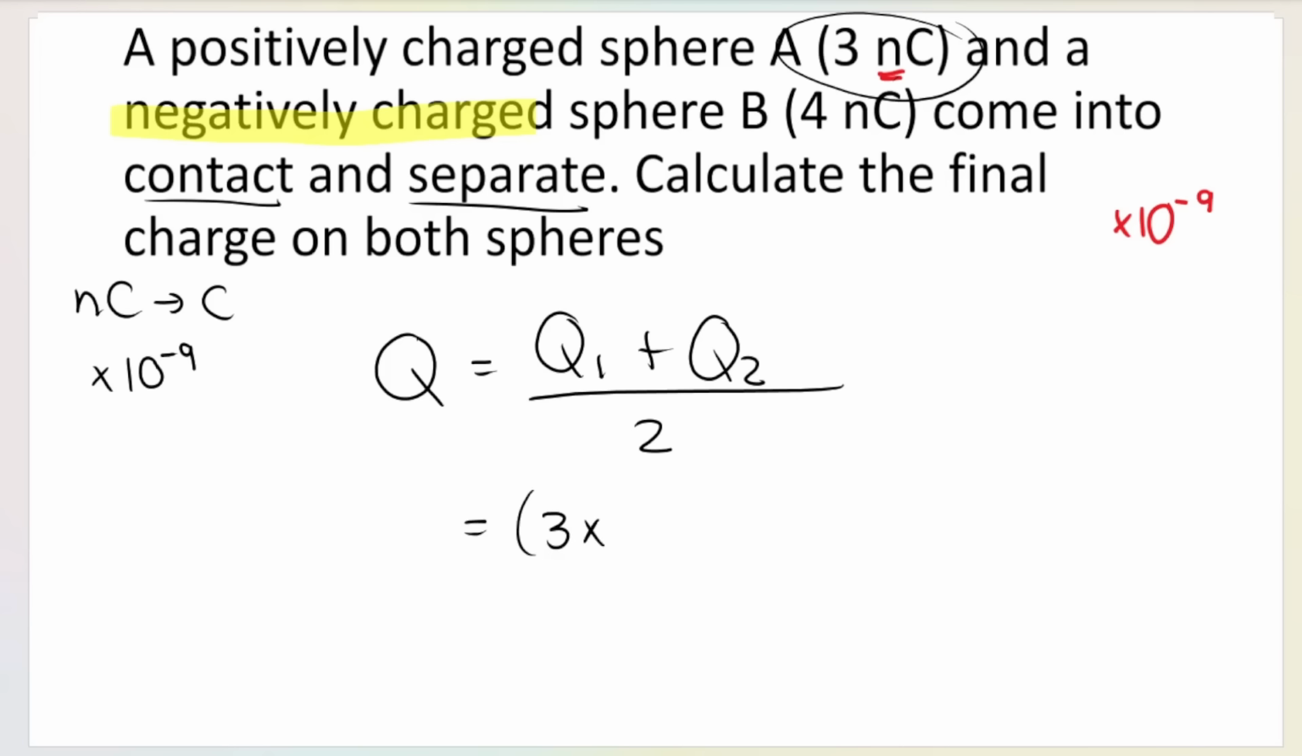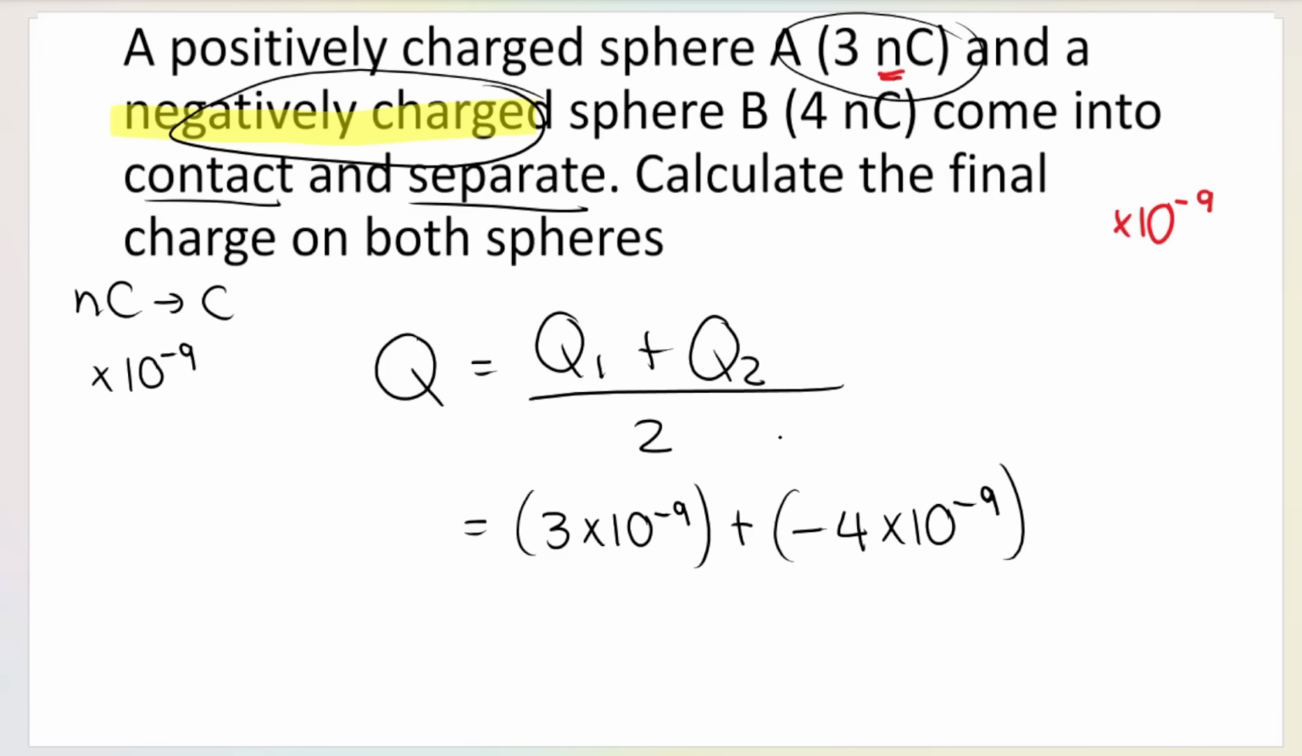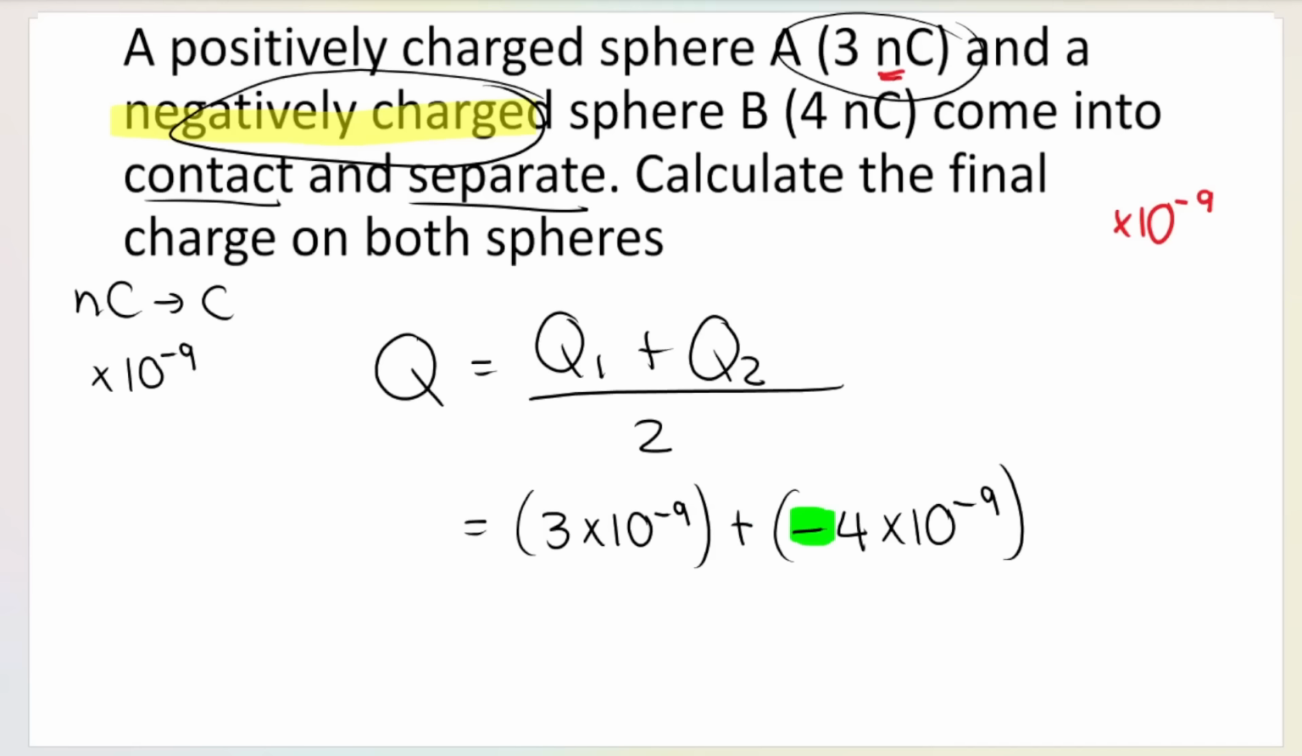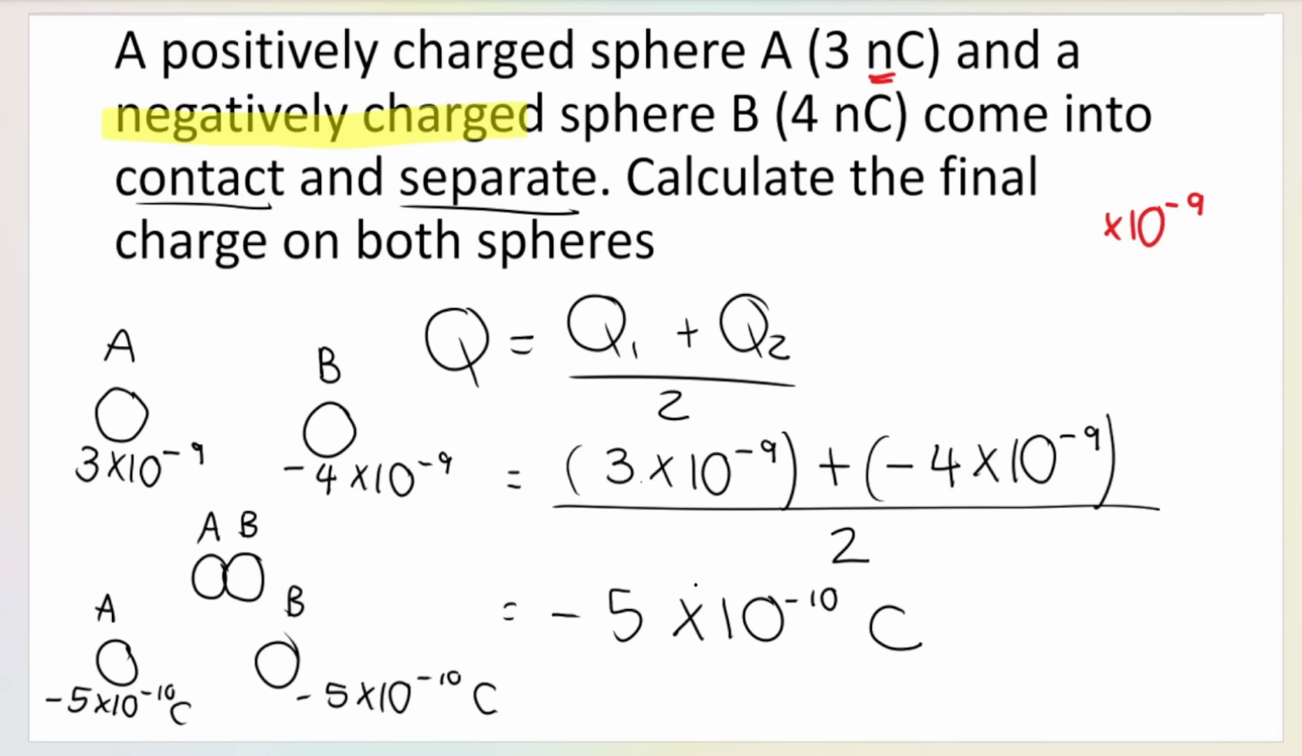So we've got 3 times 10 to the -9 plus, now the second sphere is negatively charged, which means -4 times 10 to the -9. This is what I mean by you have to substitute the signs in. I say it over here: substitute signs into this equation. So if one of them is negative, you must put the negative in. And we're going to divide it by 2 because there's 2 spheres that are coming into contact. And my answer is -5 times 10 to the power of -10 coulombs.